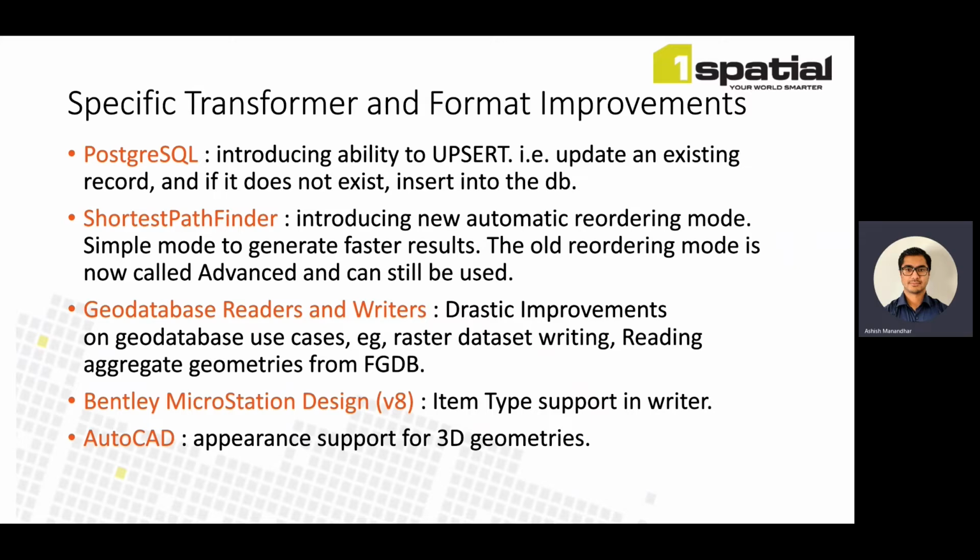The Geodatabase readers and writers have also got drastic improvements on particular use cases. For example, raster dataset writing has got major improvements. Raster dataset writing, which used to take 10 to 15 minutes, is now completed in a few seconds. Similarly, reading aggregate geometries from File Geodatabase readers has also been improved. Other improvements are that Bentley MicroStation Design now supports item type in the writer, and in AutoCAD there is now support for 3D geometries.